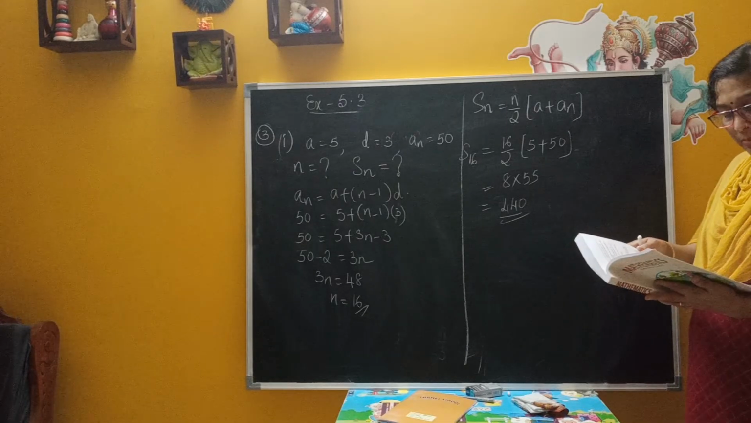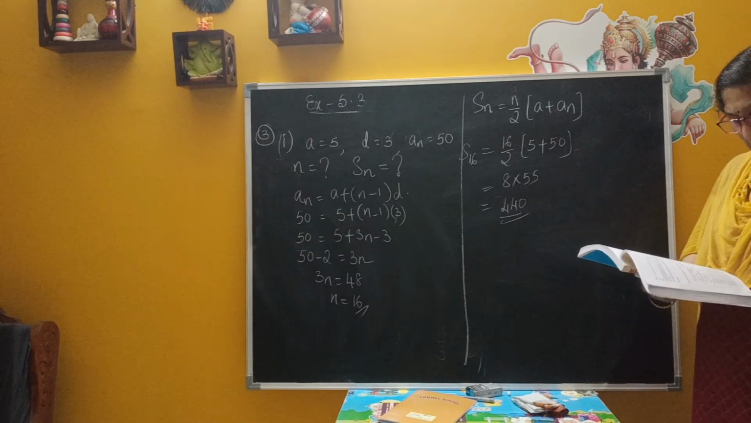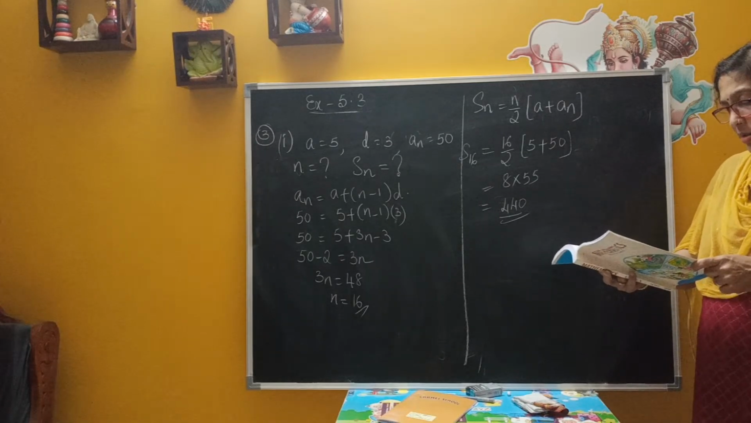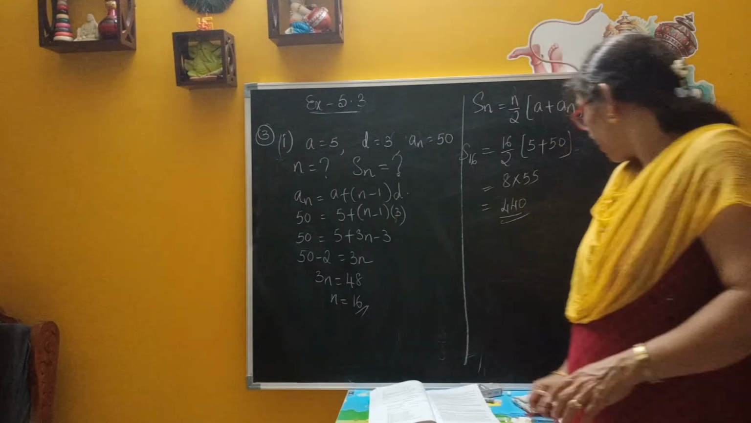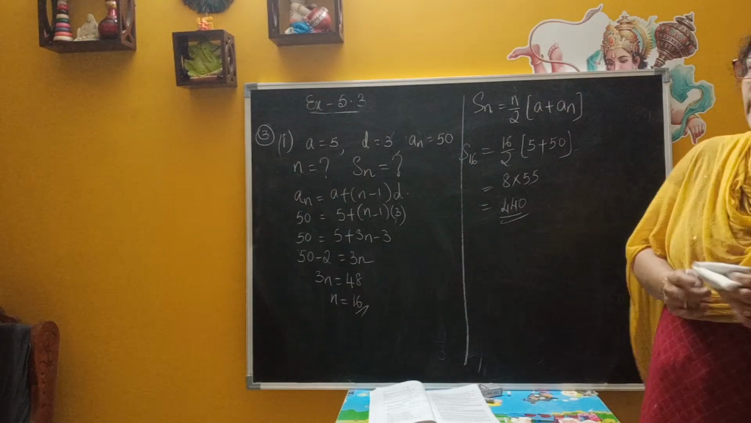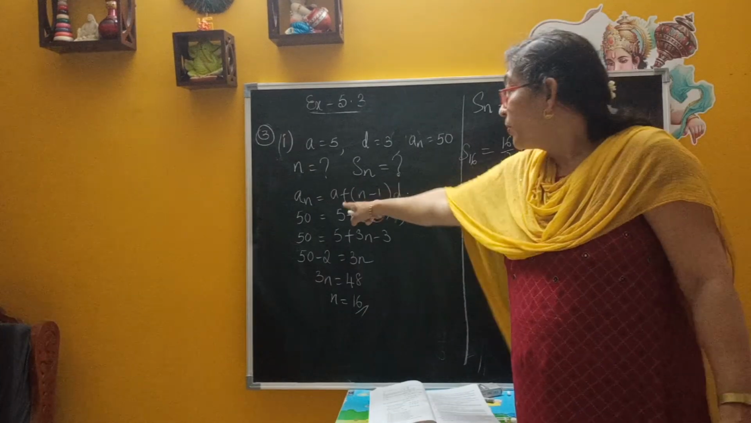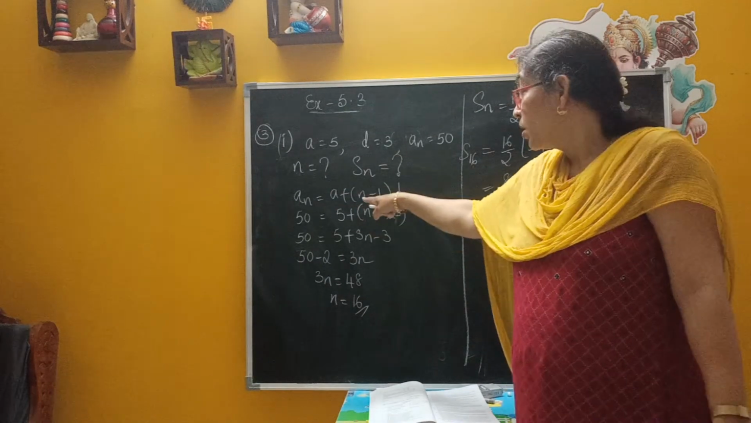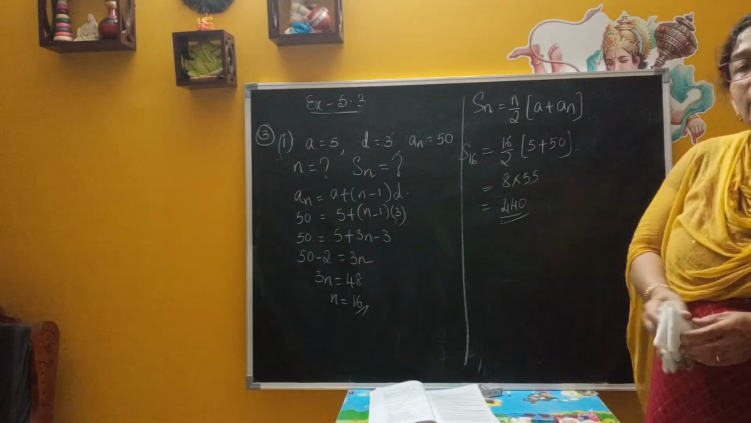In the second problem, A is equal to 7, A13 is equal to 35, find D and S13. How do you find the value of D? A13 is given. If you substitute in this formula, N is equal to 13, so 13 minus 1 into D. Substitute the values, you will get the value of D.